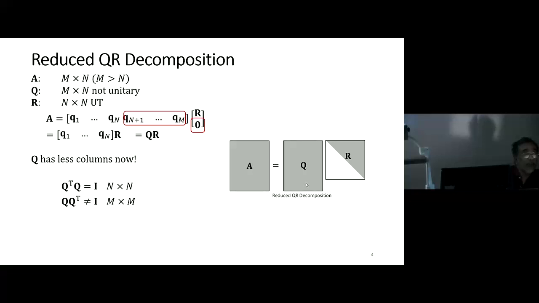Okay, now since Q has fewer columns, it cannot be a full rank matrix. So Q transpose, excuse me, Q Q transpose cannot be equal to the identity matrix. Q Q transpose would be an m by m, a bigger matrix. It cannot be equal to the identity matrix, but we still know that these columns of Q are all unit vectors and they are mutually orthogonal, which means that Q transpose Q is still equal to I. This I is the smaller n by n identity matrix. Are we clear?